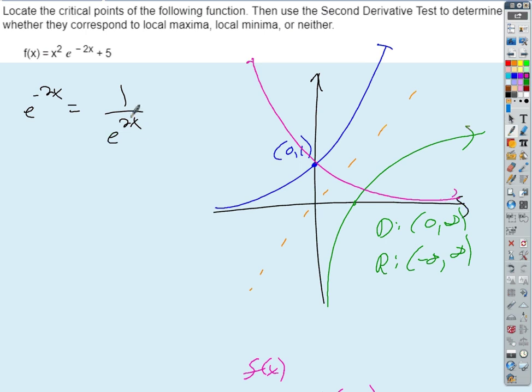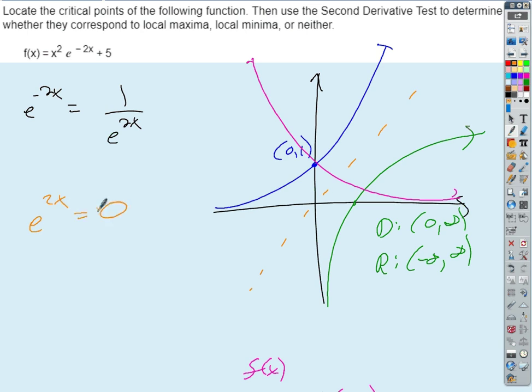Another way to look at it: if I put the e to the 2x on the bottom, the question is, when would that equal 0? Well, when does e to the 2x equal 0? Never, right? It never equals 0. And even if you forgot that, if I were trying to solve that equation, when does e to the 2x equal 0?